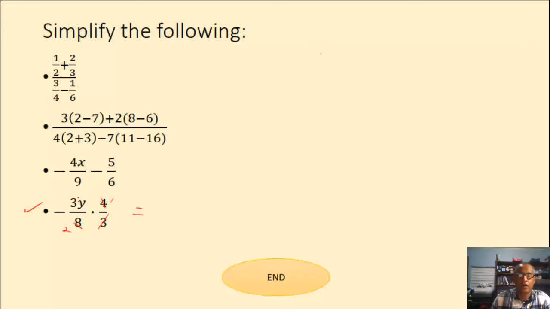I really don't like to use that word cancel. Almost all my teachers say cancel. I really think it's bad. There's no cancelling. There are operations. So 3 divided by 3 gives you 1. It's just a simple operation. 3 divided by 3 gives you 1. So it's not like they disappear or they cancel or whatever. Anyway, so this gives us a minus y over 2.